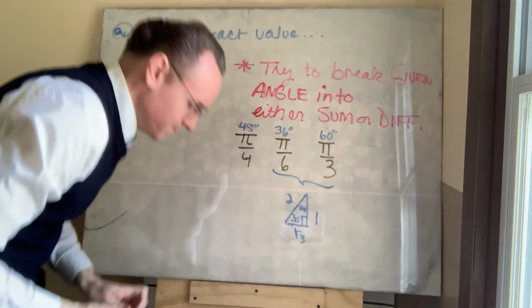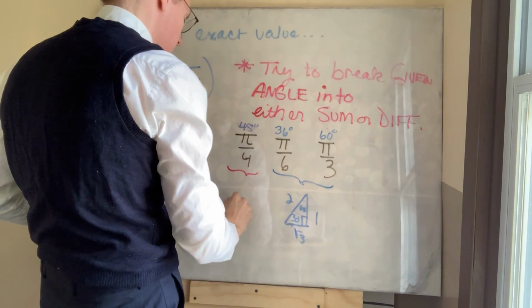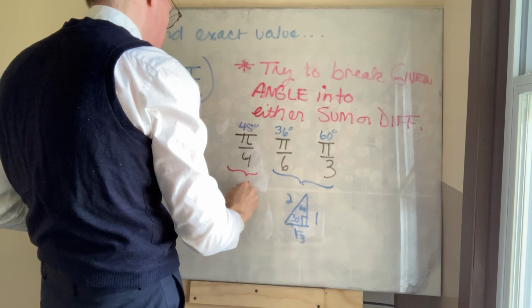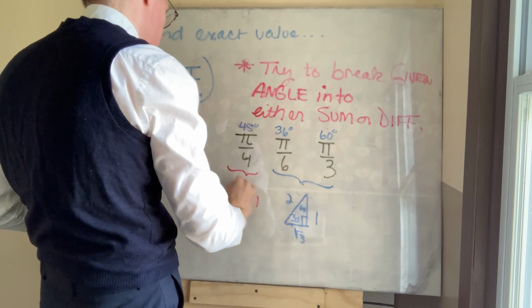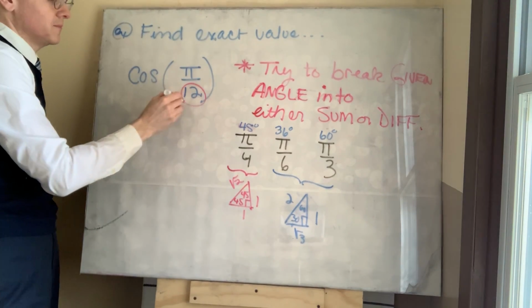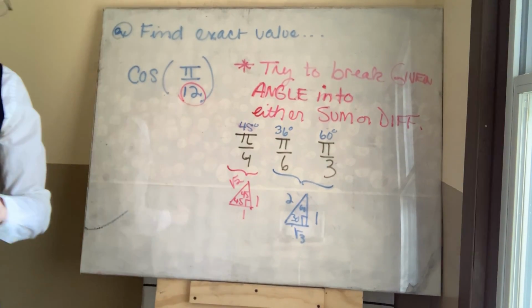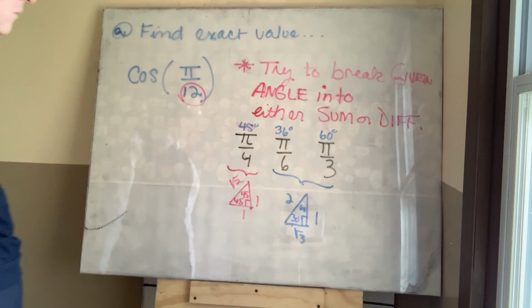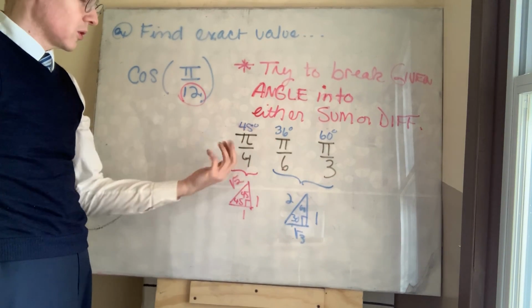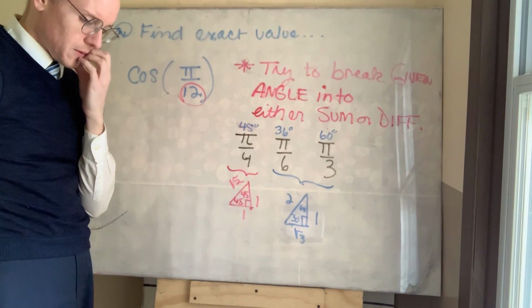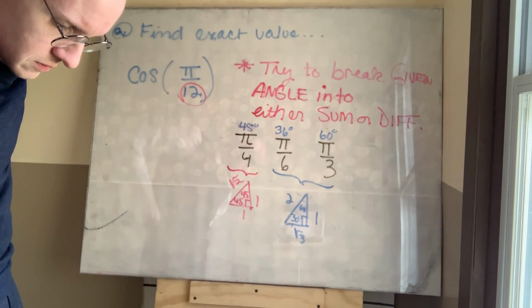Pi over 4 pertains to this triangle: 1, 1, square root of 2. All right. So if you see a number down here, 12, that you can factor into one of these, and actually in all cases you can in theory break this into something else.